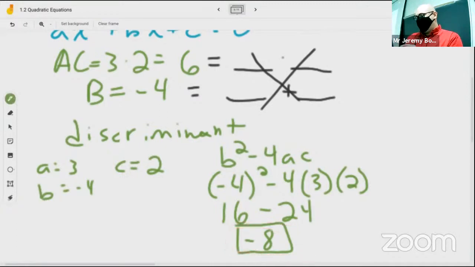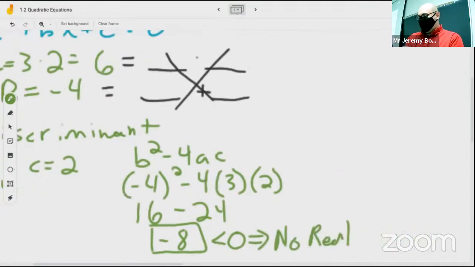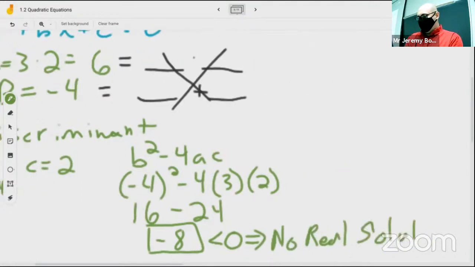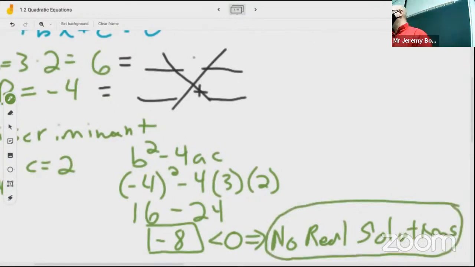What does that tell us? That's less than 0, which means no real solutions. And so we don't have to continue at all. We just have no real solutions. So that quadratic equation has no real number that you can put in for that variable that will solve. Any questions on that?